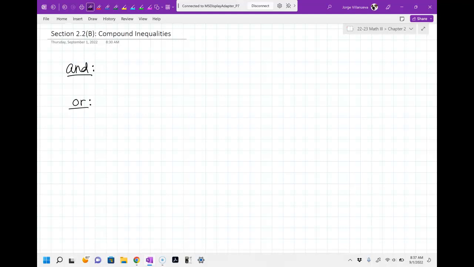If there's a word and in between it, I'm going to put right here, when you graph, the lines collide. They crash into each other. So whenever we're dealing with an and problem, the lines tend to collide.